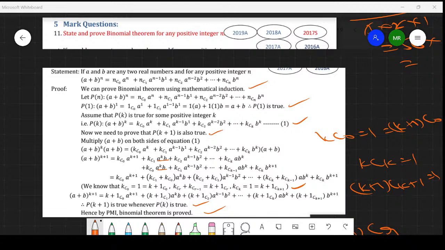Because you should practice more here. That is important. Binomial, you should practice more. Otherwise, difficult to understand. Practice more. You may feel difficult, but you should practice.